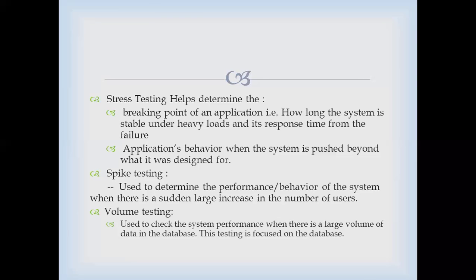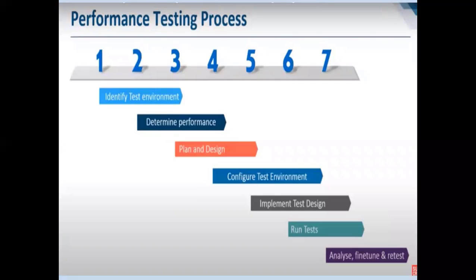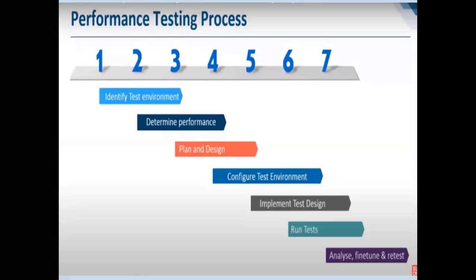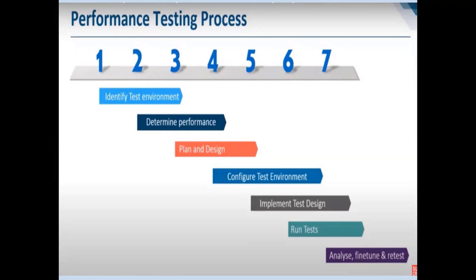So here is the performance testing process: identify the test environment, determine the performance test, plan and design, implement the design, run the test, analyze, fine-tune, and retest. So this is how we plan how to do performance testing.